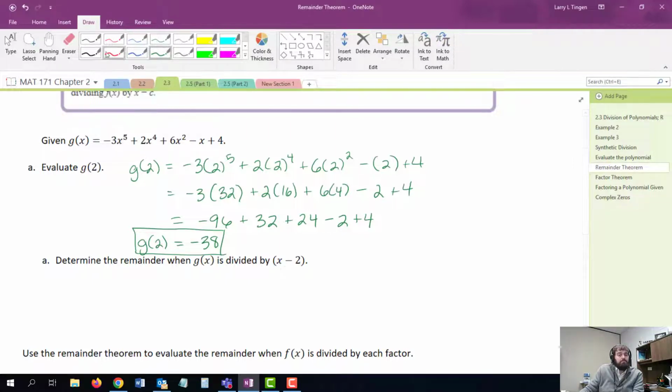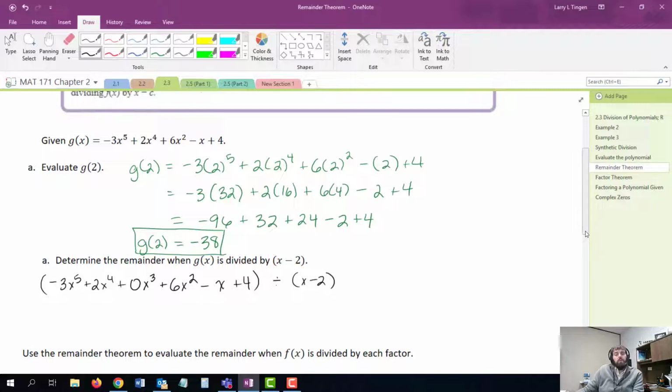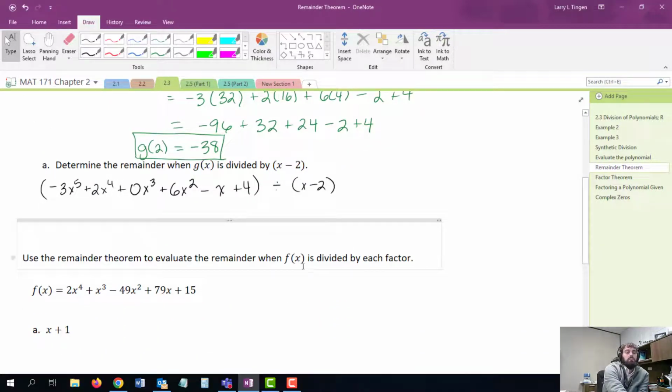So I'm dividing, and yes, you can do this long division. I prefer synthetic. But in both cases, I need to make sure I have all the terms. I don't have an x cubed term, so I need to put that 0 there as a placeholder. And I'm dividing by x minus 2. Okay.